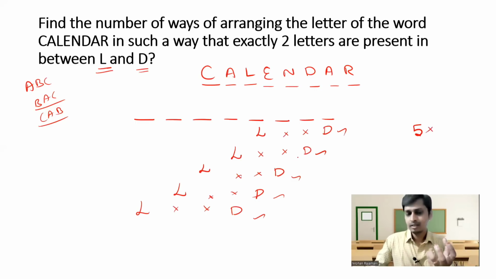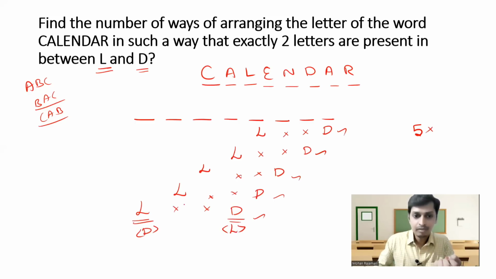It is not mandatory that it is only LD. You can also arrange this LD the other way, so in the first place you can get D. For example, instead of LD, it could be DL also, right? So that is also another possibility. Everywhere you can make this LD as DL. So it is 5 into 2.